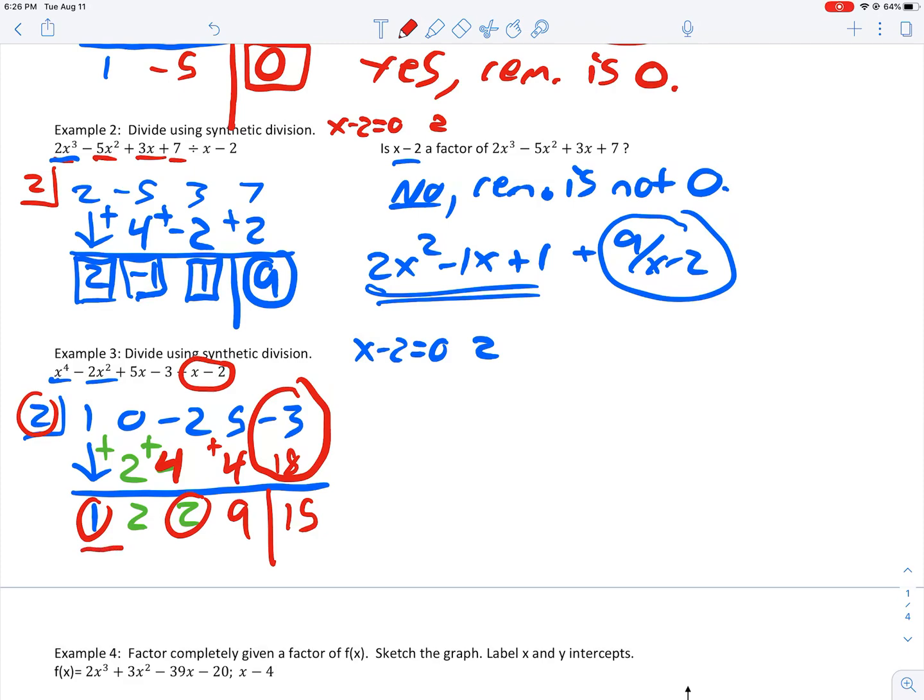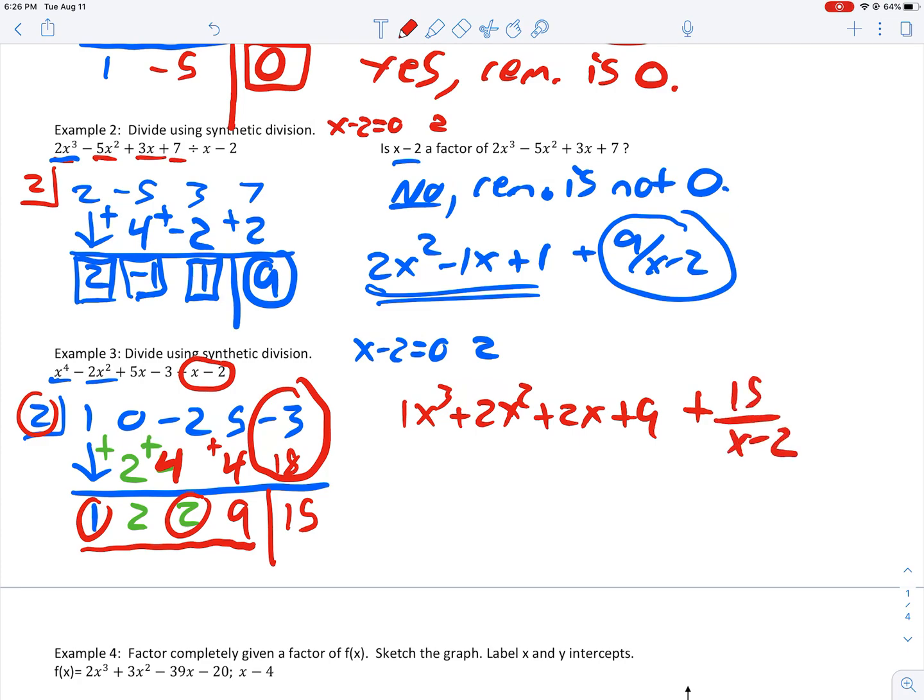So how do I use these numbers? Because that's like the biggest problem for students. Well, it was x to the fourth, so it would be 1x cubed plus 2x squared plus 2x plus 9, and your remainder would be 15 over whatever you divided by. But again, you don't have to really worry about this too much, because most of the problems we do, the remainder is going to be 0.